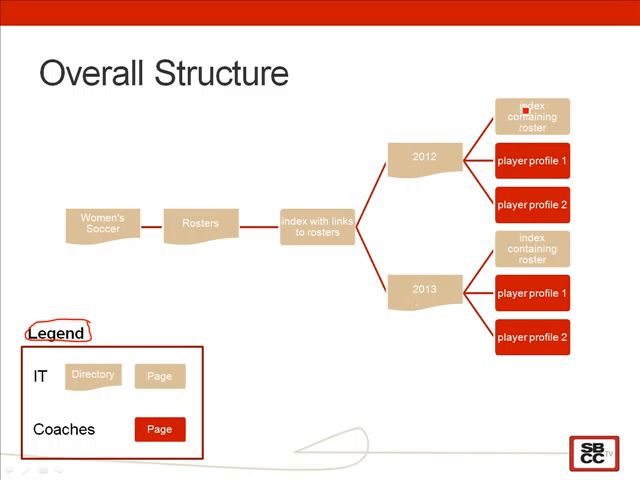And then up here we'll have our index page containing the roster, and then your job will be to populate the player profile pages. And you can see there's a couple different directories, so there'll be different directories with different rosters in them. That's just a brief overview, but let's take a look at what it looks like in Omni Update.